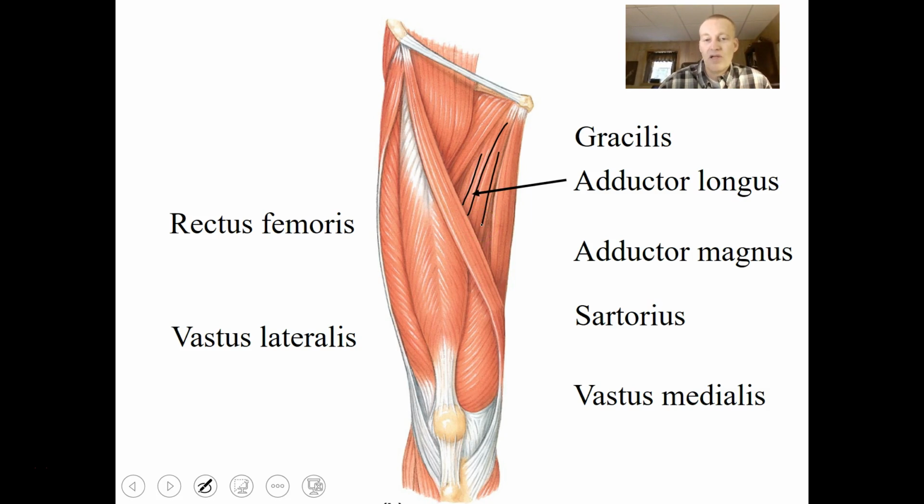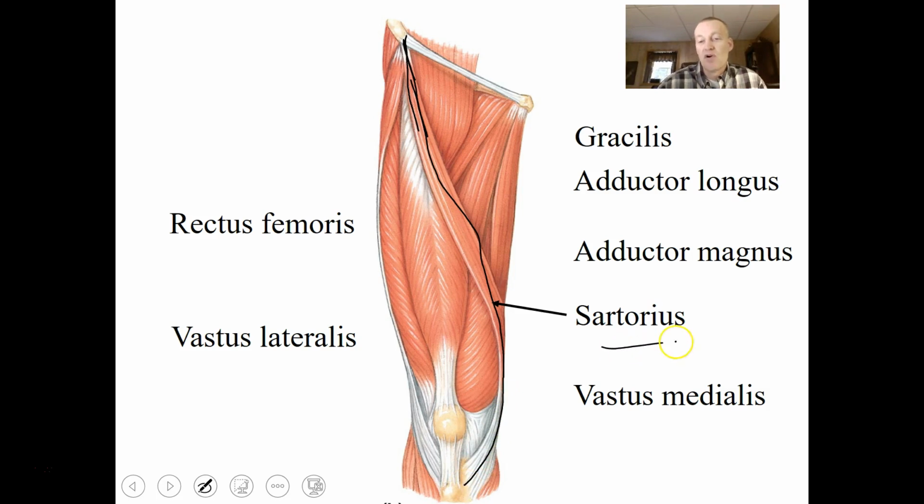Looking at the leg models is much better than looking at a flat two-dimensional picture. Adductor magnus is deep inside there. Adductor magnus. Sartorius extends all the way from your pelvic bones. It goes all the way down, curls around, and attaches into the tibial tuberosity. That's the longest muscle of the body, the sartorius. And again, practice learning it and then what it does.